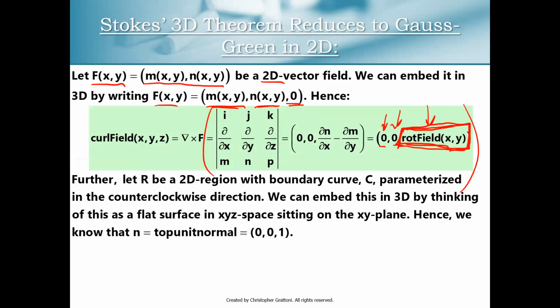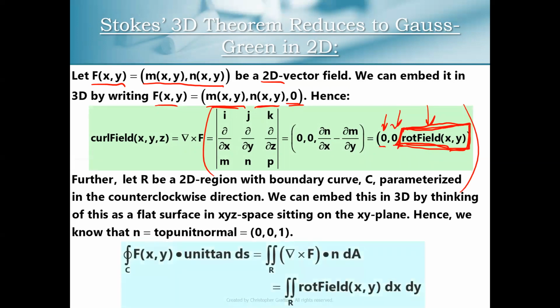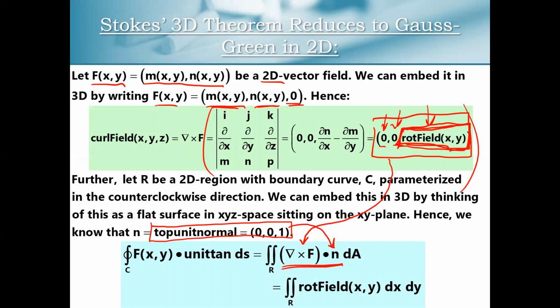So long story short, Stokes theorem and Gauss-Green theorem can be tied together if we take our top unit normal to be 0, 0, 1, plug that in right here, take 0, 0, comma rotation of our vector field, the curl that we computed, and plug it in there. When you take this dot product it becomes a scalar quantity. It's just the rotation of the vector field. And so we get back this more familiar formula that we remember from lesson 8.